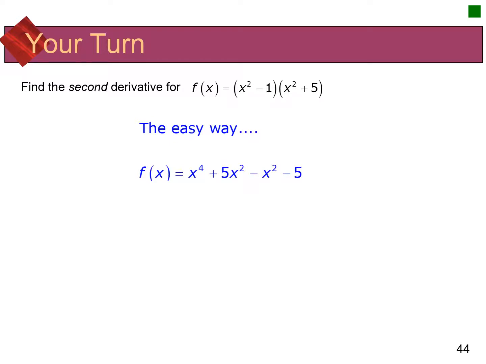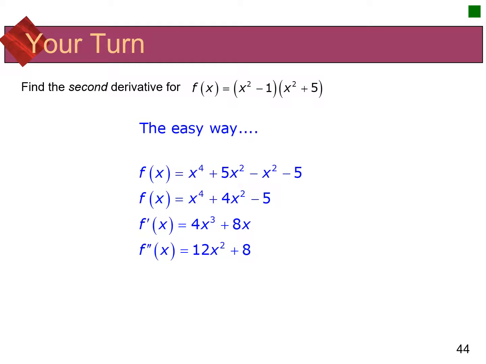If I do x squared minus 1 times x squared plus 5, I would get x to the fourth plus 5x squared minus x squared minus 5. And when I combine my like terms together, I would get x to the fourth plus 4x squared minus 5. So the first derivative is pretty easy. I just have to use the sum and difference rules along with the power rules, and I'd get 4x cubed plus 8x. And then when I do the second derivative, again, power rules, constant multiple rules, and a sum rule here, I would end up with 12x squared plus 8, which is the exact same answer I got in the previous approach.